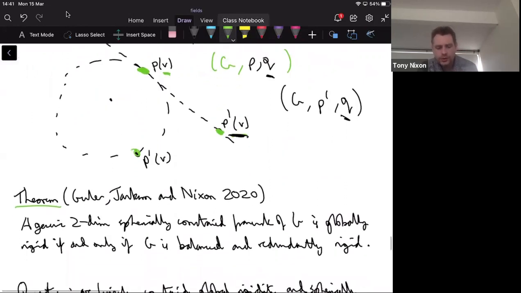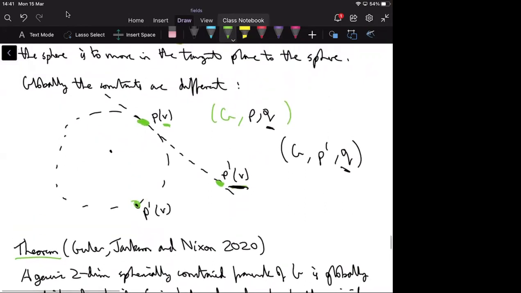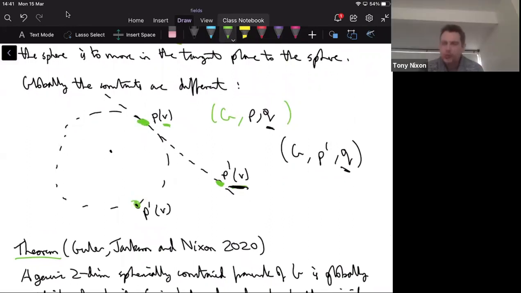In the two-dimensional case, we can prove that they're the same. Sorry, Alex, go on. So, could you just think of this as a graph with one extra vertex and then another edge constraint? For the spherical model?